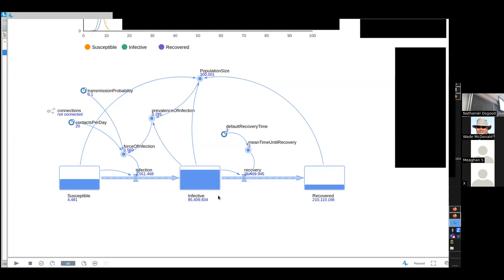times beta times mu. Because each infective will be in contact with C people, and of those, S over N would be susceptible, and then I multiply by beta to figure out how many they infect over the duration of their illness. Let me write this down again. So this is the effective reproductive number for this model. It's the number of people infected by a given infective at a certain point in time in the model.